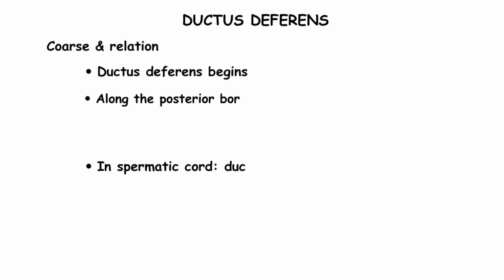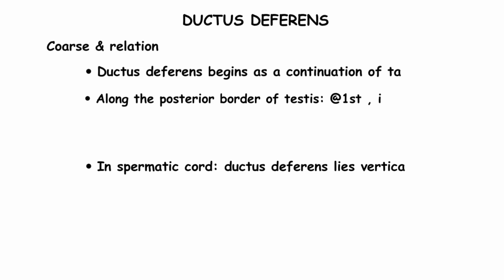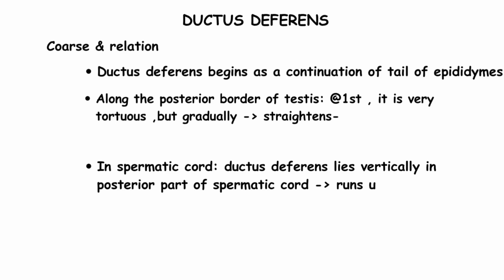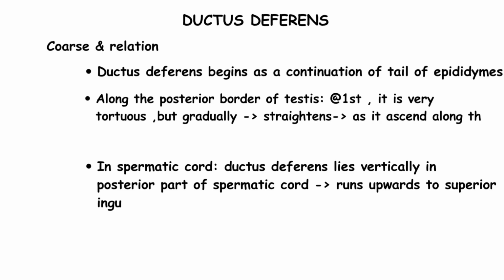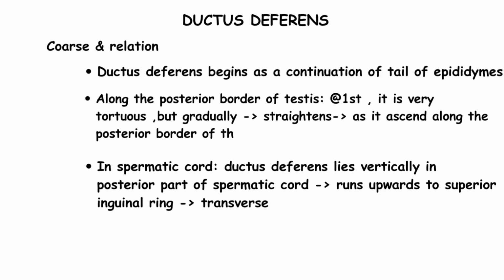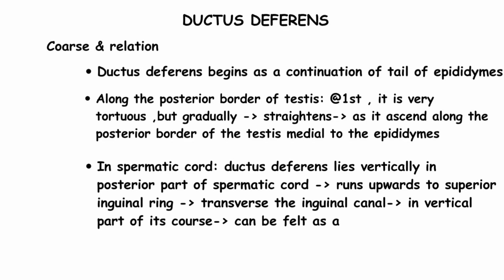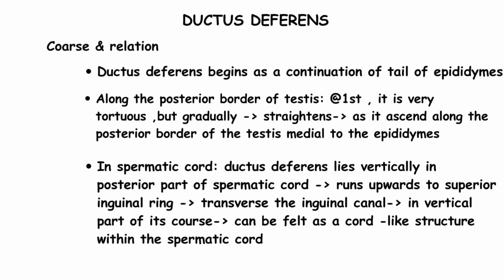Course and relations of the ductus deferens. Ductus deferens begins as a continuation of the tail of epididymis. Along the posterior border of the testis, at first it is very tortuous but gradually straightens as it ascends along the posterior border of the testis, medial to the epididymis. In the spermatic cord, ductus deferens lies vertically in the posterior part of the spermatic cord, which runs upward to the superior inguinal ring and transverses the inguinal canal. In the vertical part of its course it can be felt as a cord-like structure within the spermatic cord.